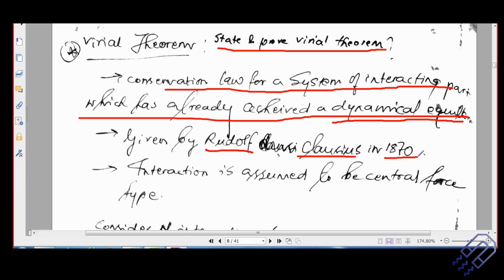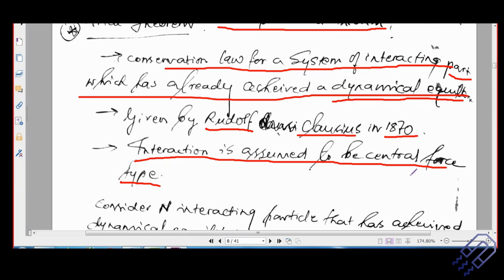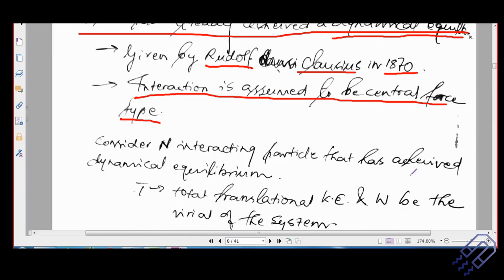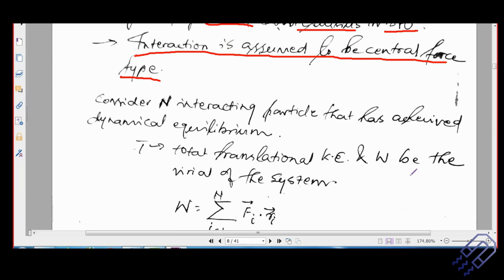This has been there for a very long time. The interaction that we have here is considered to be of central force type. So if we have the interacting particles within the system, the particles will interact with each other, and this interaction will be central in nature. That means it will depend on the distance between these two. That's very important.